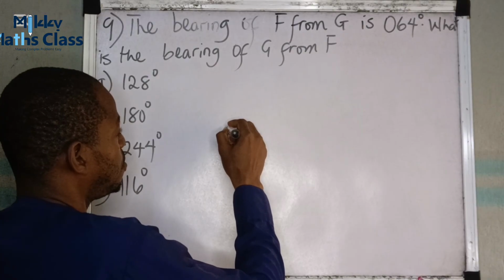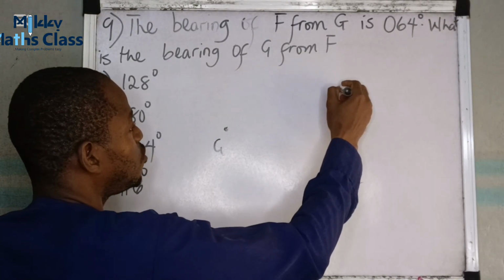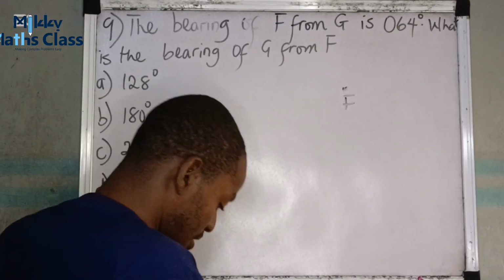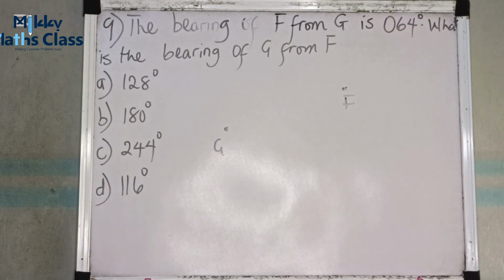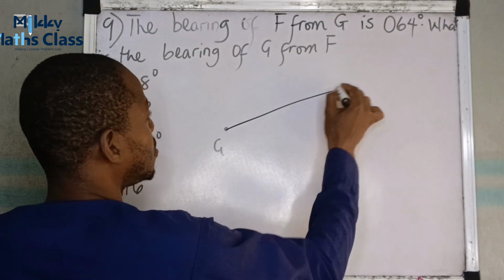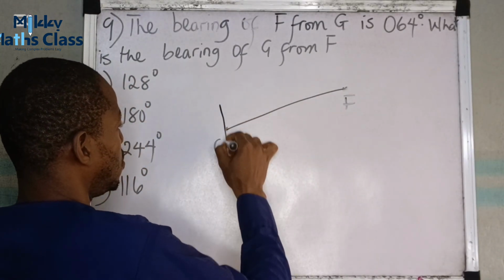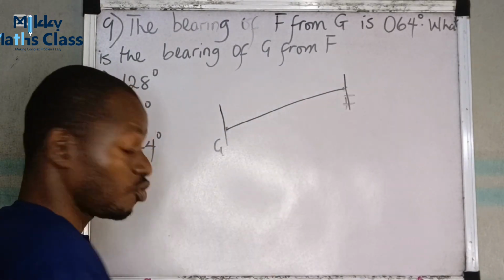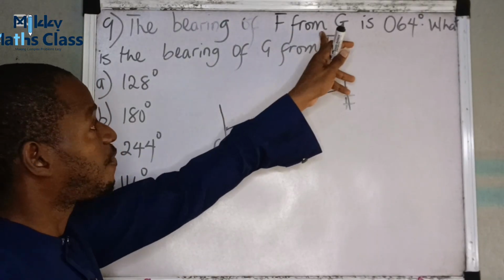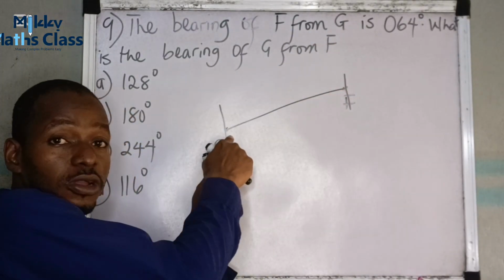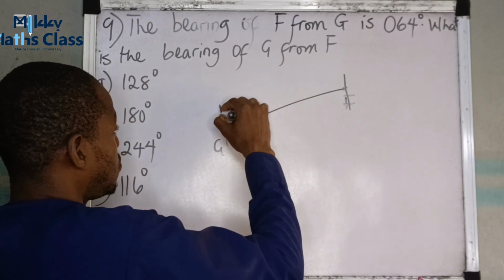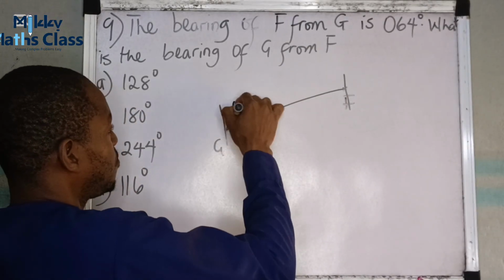This is my G, point G, and this is my F. So we draw a line. From G to F, it says the bearing of F from G, that means start from this point G. This is the line that connects the two of them. So this is 64 degrees.